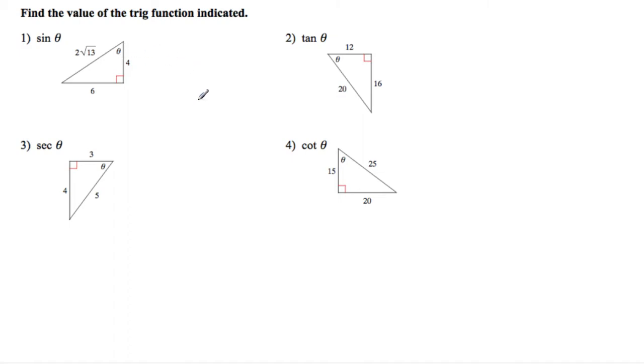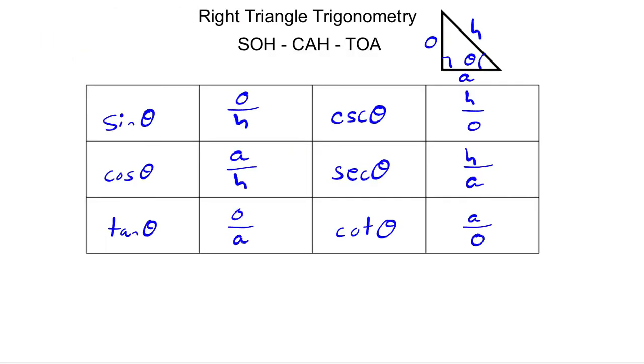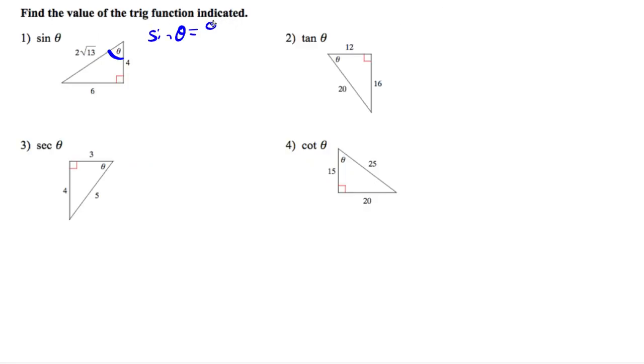So let's find out. Here we just want to find the sine. So here's our reference angle theta. So the sine of theta, if we go back to that chart, it's the opposite over the hypotenuse. Well, the opposite side here is 6. And the hypotenuse is 2 root 13. So 6 divided by 2 is 3, so we get 3 over root 13.